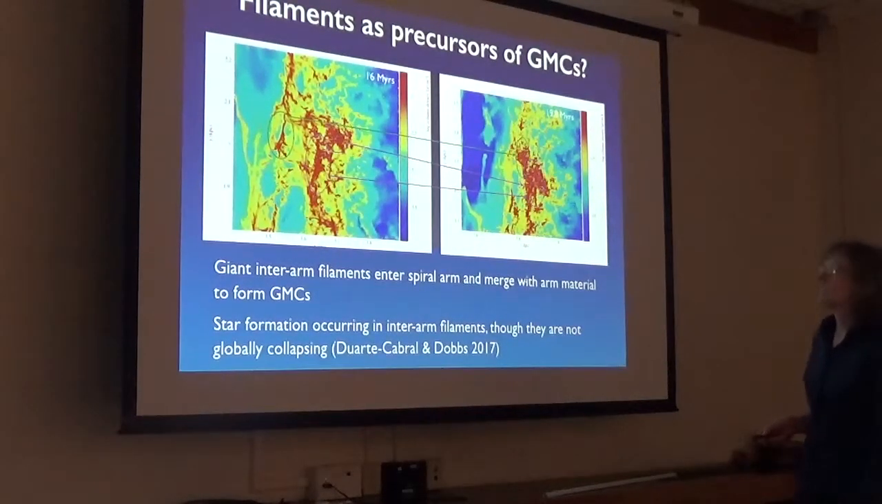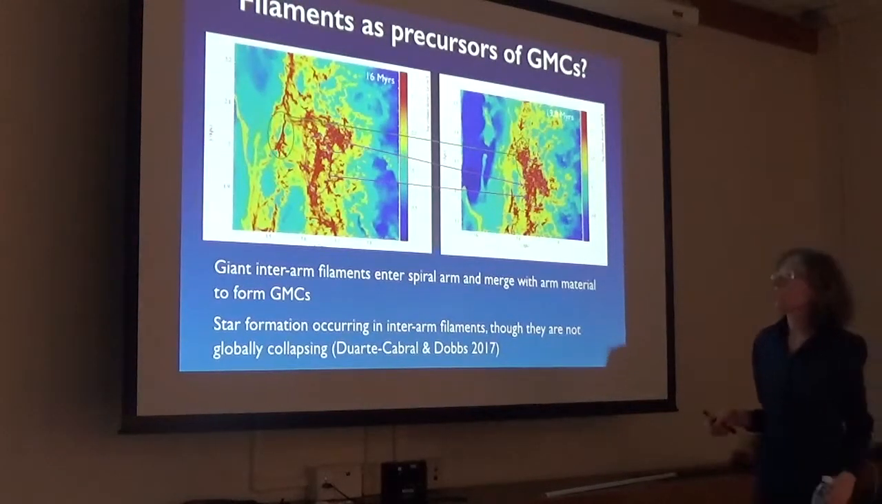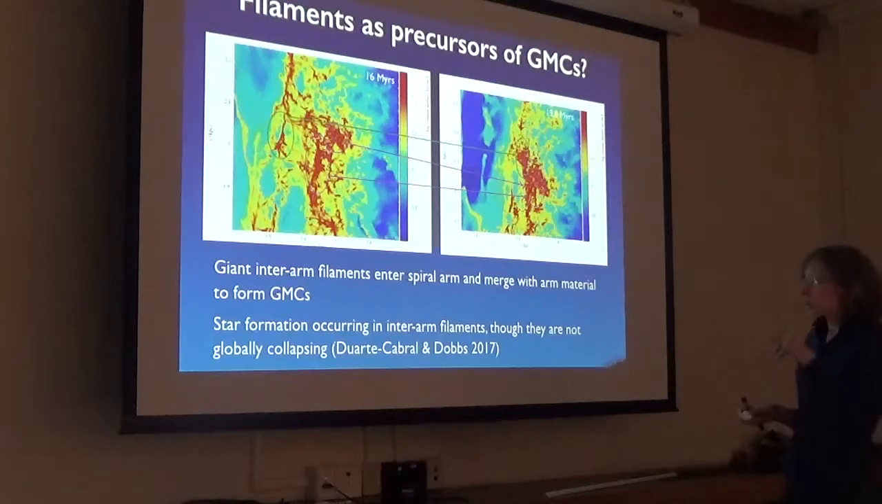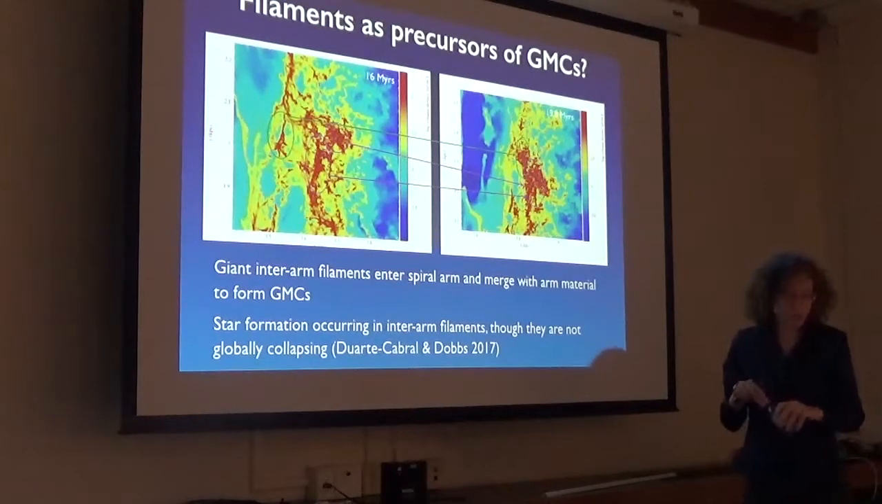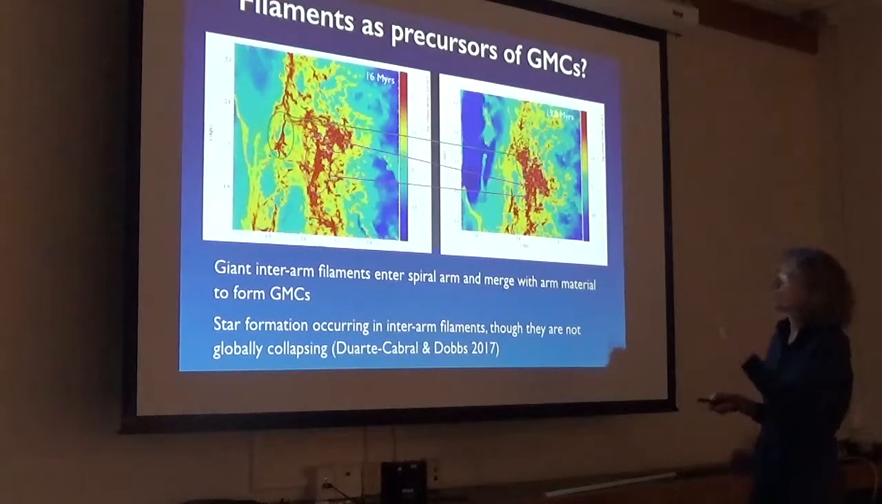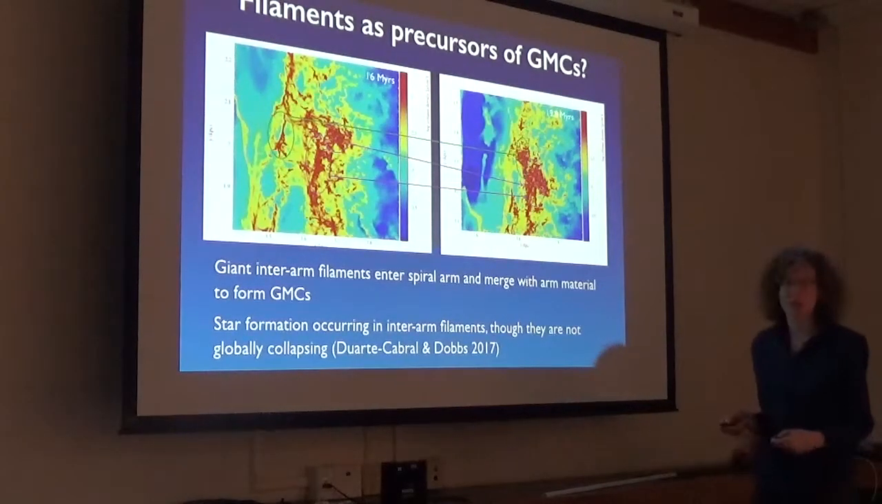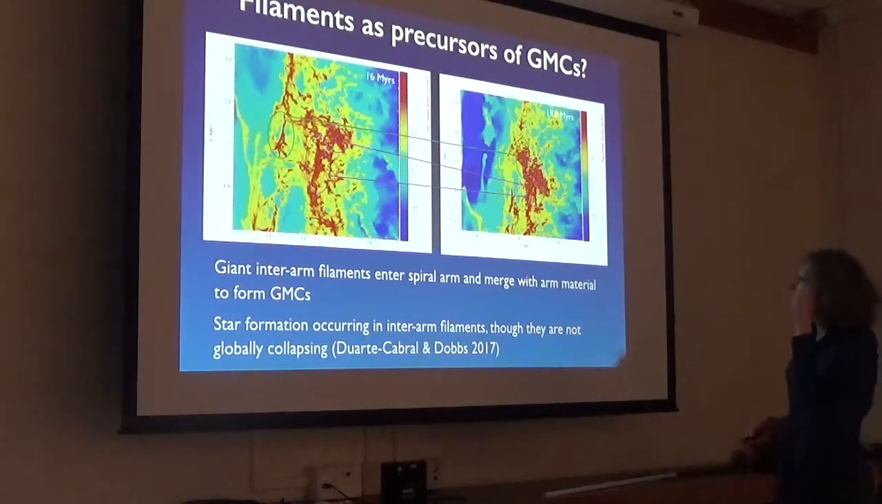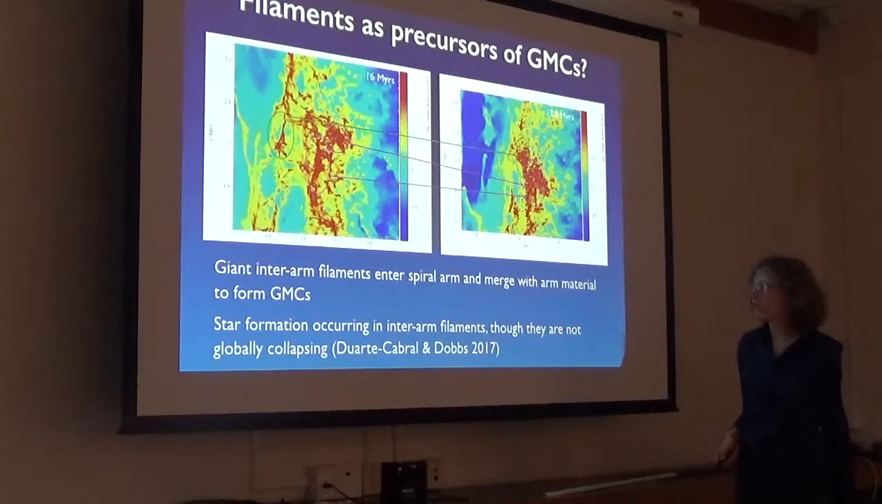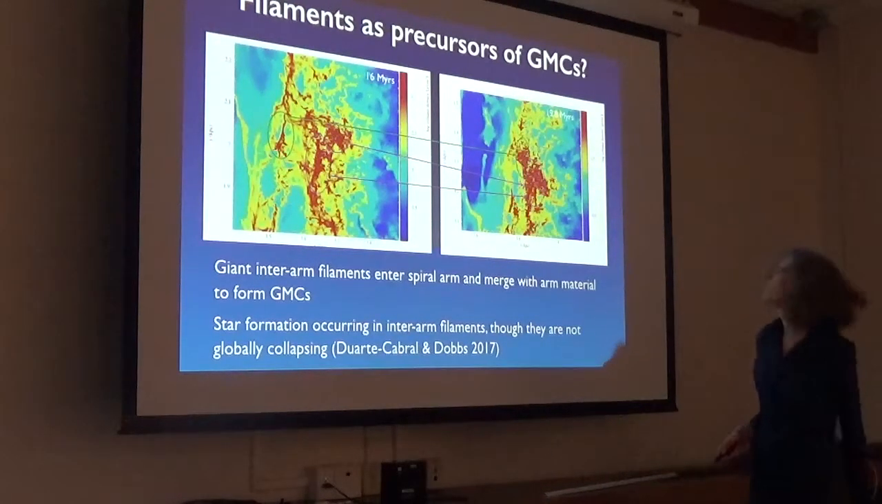So one of the things I was interested in was whether the interarm filaments could be the precursors of spiral arm GMCs. Here's just an illustration where I followed a filament over time and found how it entered the spiral arm. These show GMCs that are already in the spiral arm. They sort of combine to form one massive cloud. But this filament here goes on to produce this object here. It does combine with other gas in the spiral arm, but it seems to be the precursor of this spiral arm GMC. And that's just 4 million years between us.